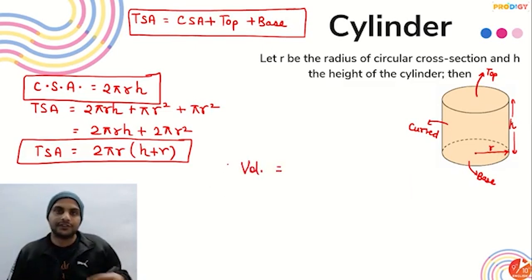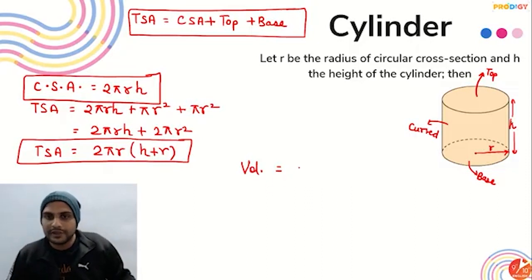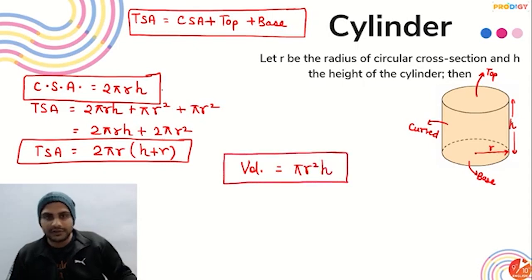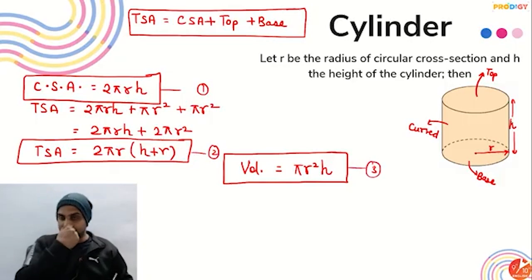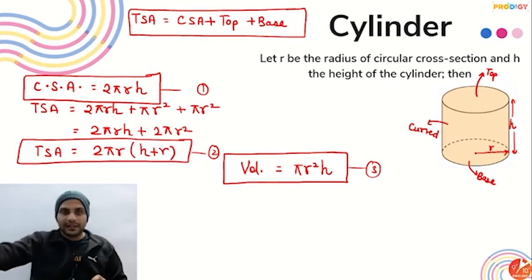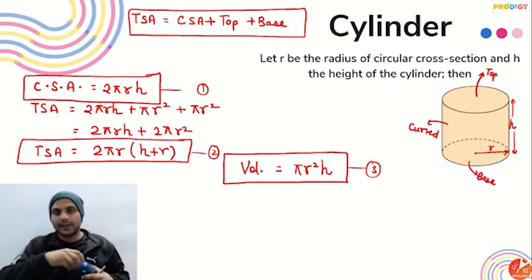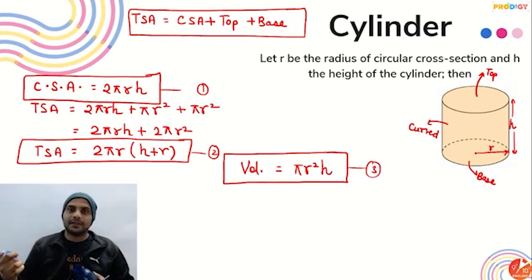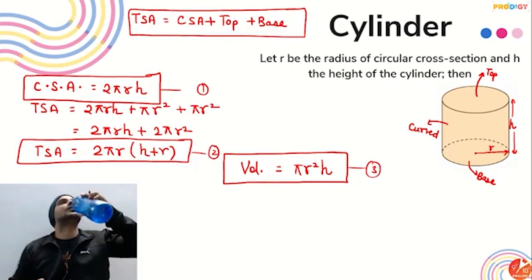Volume, as we all know, is the capacity. How much material a solid can hold will be your volume. So formula for volume will be equal to pi r square into h. Formula for volume will be pi r square into h. These three formulas for this particular topic cylinder are very important. Okay. CSA, TSA and volume. CSA and TSA are the areas, so their units will be square units, whereas volume is the capacity, so its units is going to be cubic units. All right.